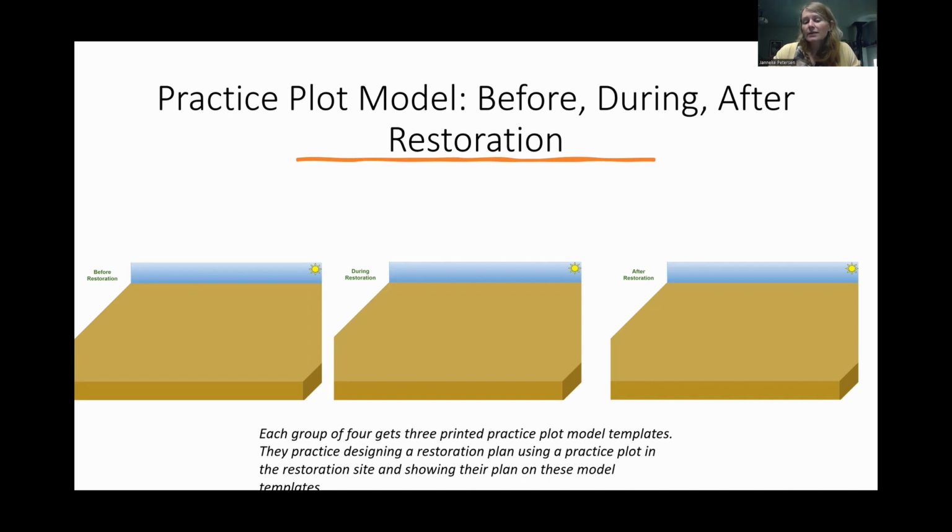So each group of 4 gets 3 printed practice plot model templates. And they're going to practice designing a restoration plan using this practice plot. They're not necessarily going to carry out the plan that they make for their practice plot in the restoration site. I don't necessarily recommend that you do that. It's really hard on planting day to have students say, no, I'm going to plant this one, and it's a bit much to manage. So I don't recommend that you actually have students carry out these practice plots.